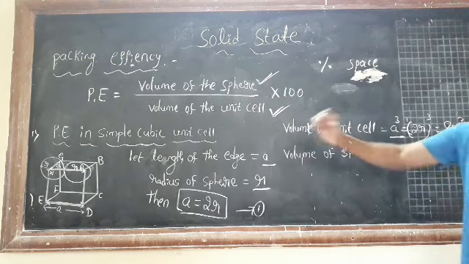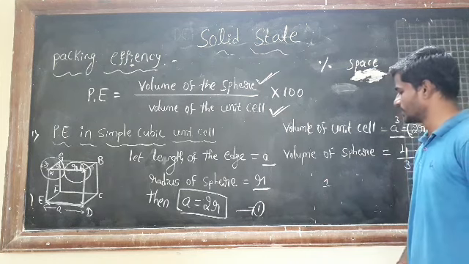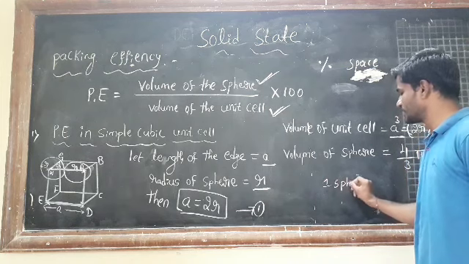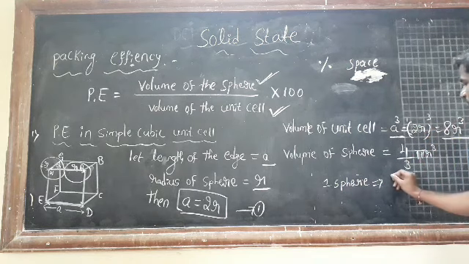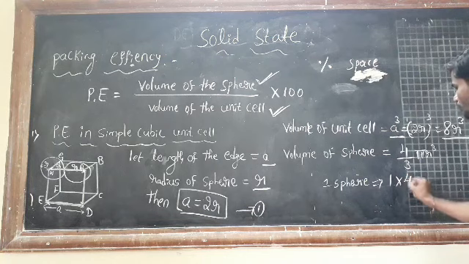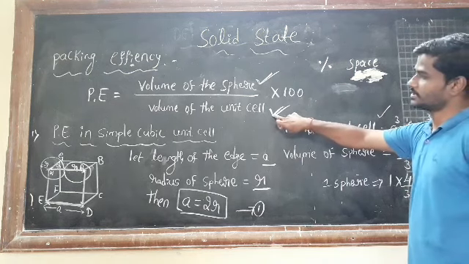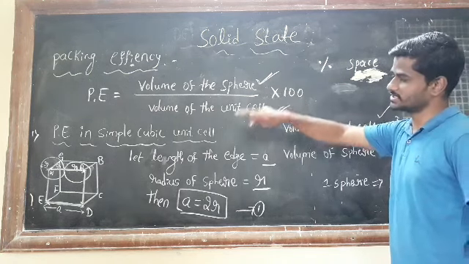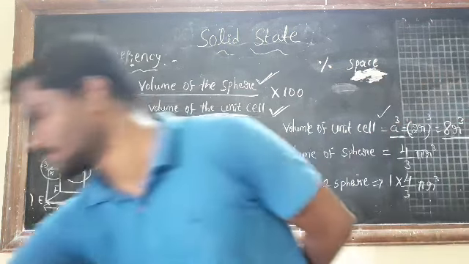So how many particles are present in the simple cubic unit cell? There is only one particle, or one sphere, in the simple cubic unit cell. That's why 1 into 4 by 3 pi r cube is the volume of the sphere. So now we have the volume of the unit cell and also the volume of the spheres in the simple cubic unit cell.